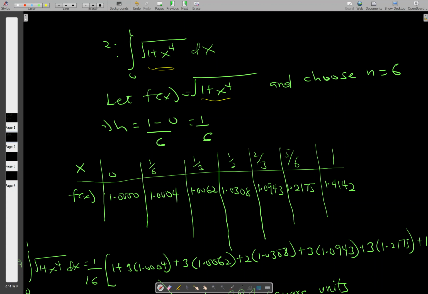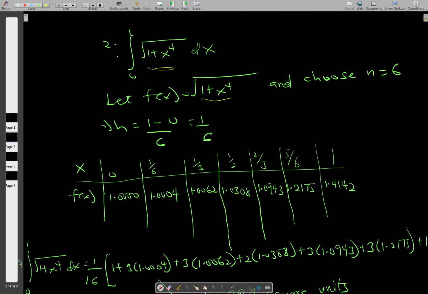Now you calculate the step size, which is h, that's the upper boundary minus the lower boundary divided by 6. And when you do that, you get 1 out of 6. So you start from 0, you'll be adding 1 out of 6 until you get to 1. So we have 0, 1 over 6, 2 over 6, which is 1 third, 3 over 6, which is half, 4 over 6, which is 2 thirds, 5 over 6, then 1. So we find the corresponding value of f of x.